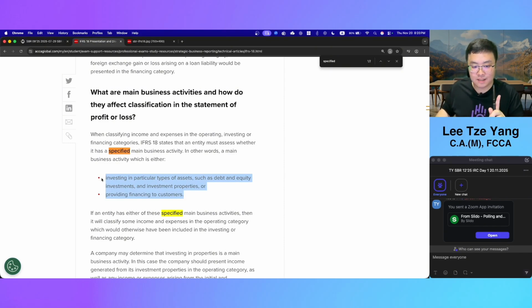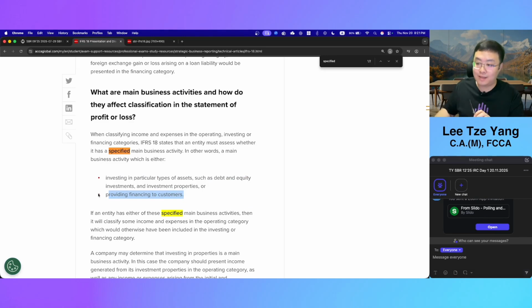First thing, is the company involved in the business of investing in certain types of assets, such as debt and equity investment and investment property? Okay, so that is the meaning. Then the second one is, does the business provide financing to customers, such as a bank? So if yes, then whatever income they earn from this investing or financing, it will be under operating. That's the idea. Everyone, do you understand this or not?